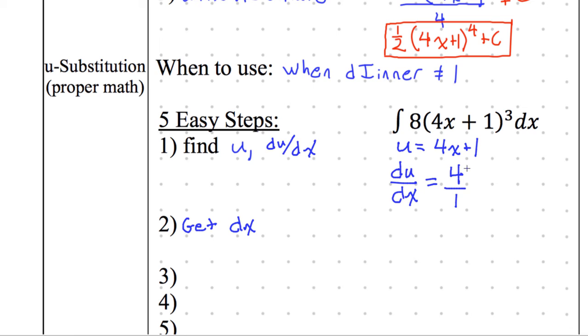du/dx is equal to 4 over 1. Treat it just as a mixed fraction. So I'm going to cross multiply here, and I'm eventually going to get 4 dx is equal to 1 du, or just du. Then if I divide both sides by 4, I get dx, and that's what I'm trying to find. So dx, which we just did for step 2, is 1/4 du.